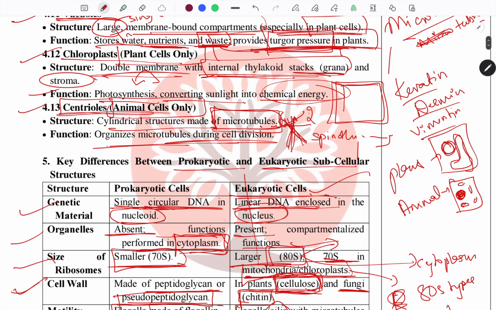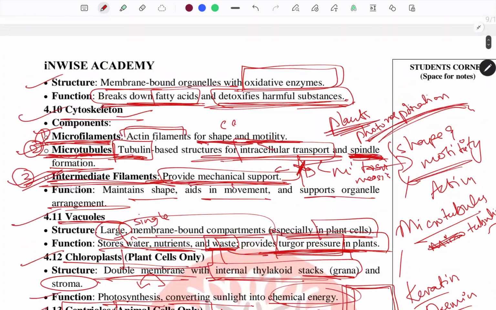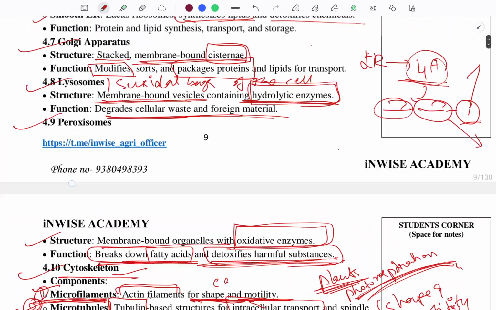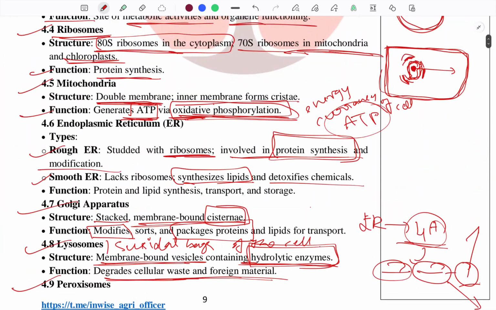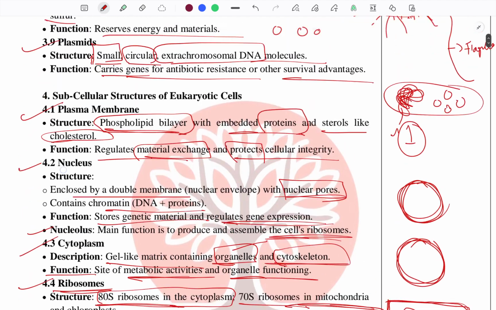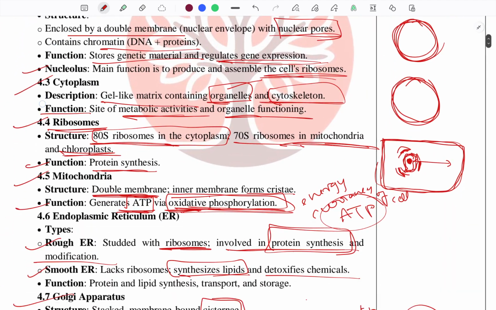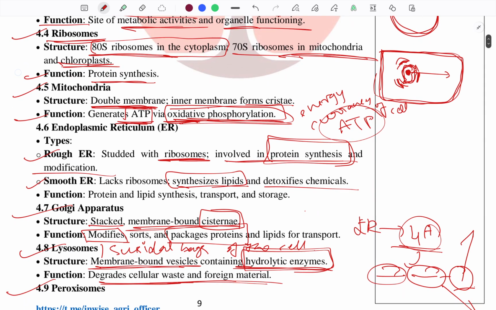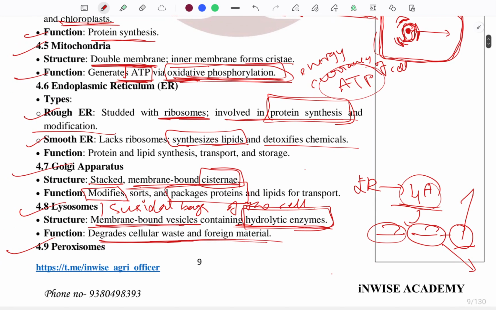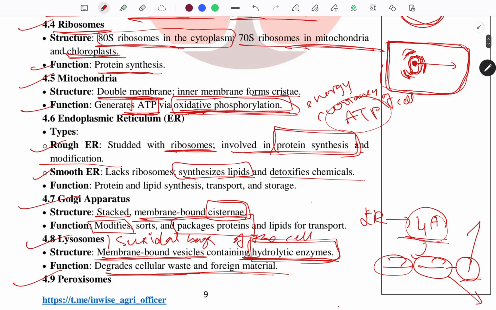Overall, in today's session we discussed the subcellular structures or organelles of prokaryotic and eukaryotic cells, and I mentioned some important points, so try to remember them. And if you have any doubts while reading these points, then try to understand them with the images. Thank you.